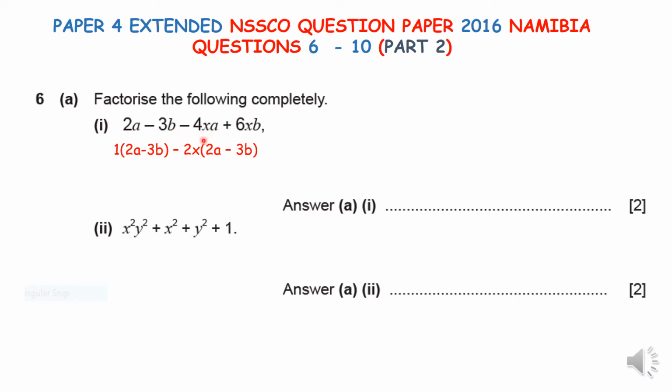And then I write 1 minus 2x in its own bracket and 2a minus 3b in its own bracket, because 2a minus 3b is a common factor. Now, sometimes the 1 is not written, but you should know that it is there. It is a common factor.